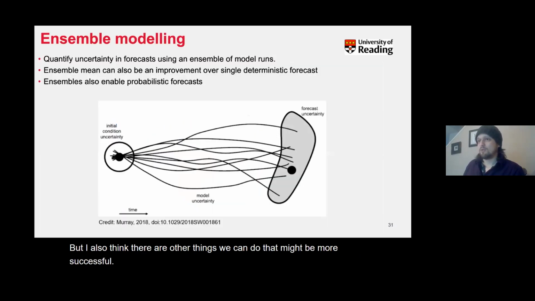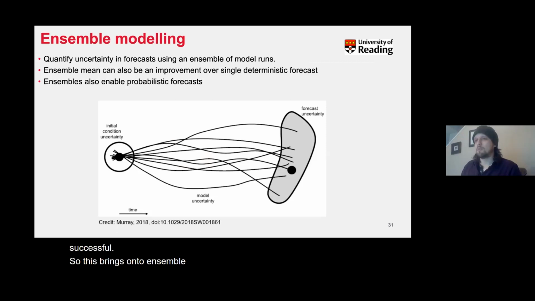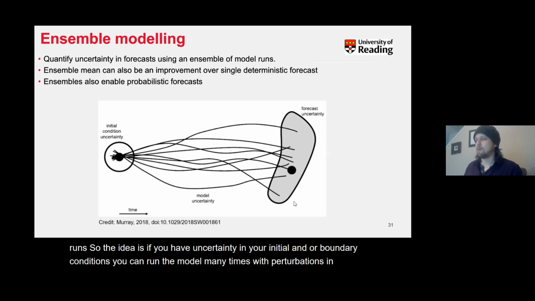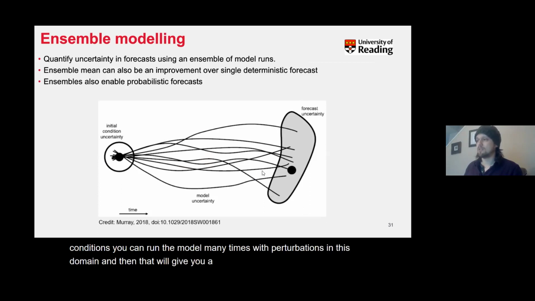So this brings us on to ensemble modeling. Ensemble modeling can be used to quantify uncertainty in forecasts using an ensemble of model runs. So the idea is if you have uncertainty in your initial and or boundary conditions, you can run the model many times with perturbations in this domain, and then that will give you a mapping to the forecast uncertainty.